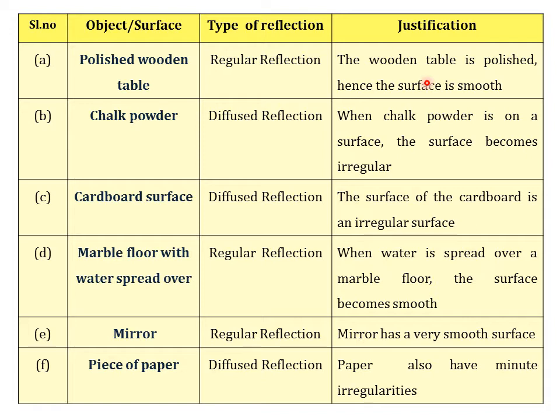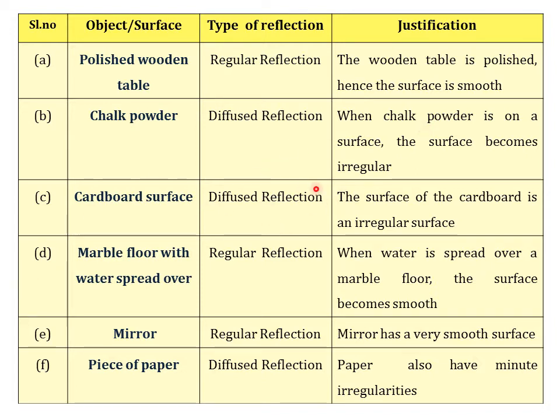Here the regular reflection will take place only if the surface is smooth. So when the wooden table is polished, the surface is smooth. Hence regular reflection takes place. Now B. Chalk powder. In chalk powder, what type of reflection is seen? Diffused reflection. Now when chalk powder is spread on a surface, it becomes irregular, not smooth. Hence diffused reflection takes place.